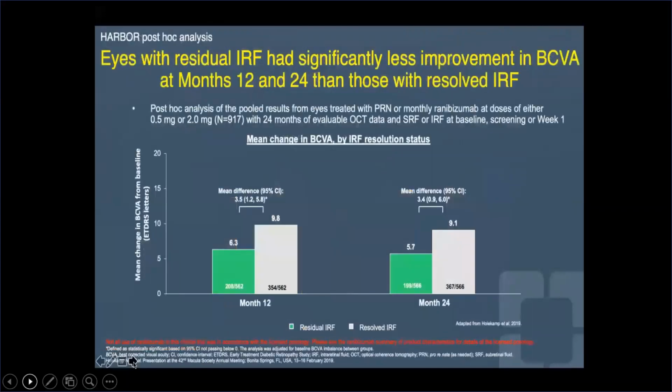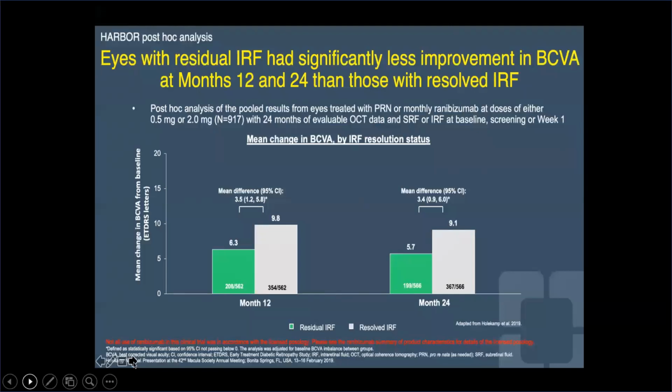Pretty impressive to see again that the presence of intraretinal fluid was really a poor prognosticator for final visual outcome. The HARBOR analysis validated this as well, where at month 12 you saw almost a 3-letter differential in those who had persistent intraretinal fluid. On the right side, the month 24 results show again about a 4 to 5-letter differential in those patients who had persistent or residual intraretinal fluid despite good treatment over time.